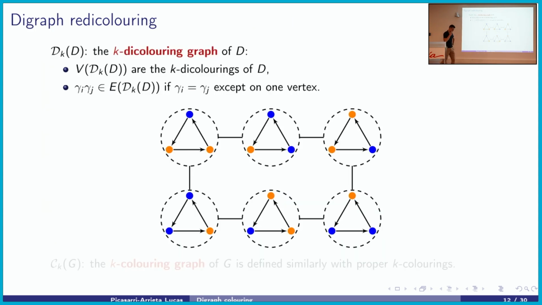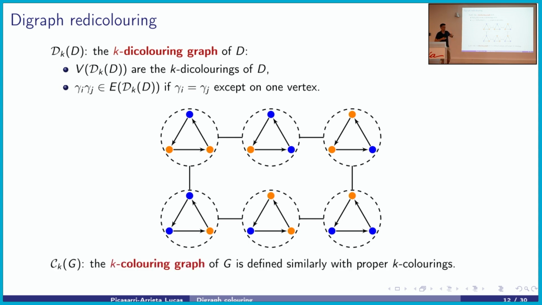Now I would like to briefly talk about a second important part of my thesis, which is the notion of digraph recolouring. And for this, I need the introduction of an auxiliary graph. So given a digraph D, what we call the k-dicolouring graph of D is the undirected graph in which the vertices are all the k-dicolourings of D. And there is an edge between two colourings if they differ on exactly one vertex. Okay. So for instance, this is the 2-dicolouring graph of the directed triangle.